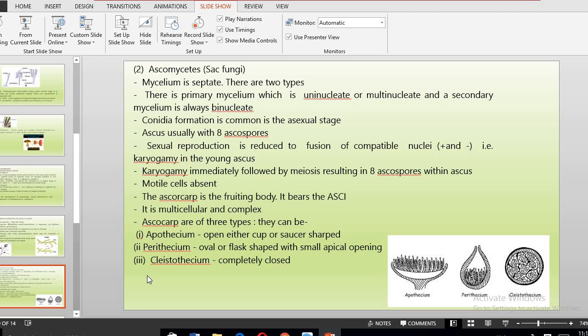We can have an ascocarp that is referred to as an apothecium. It's open and either cup or saucer shaped. And this is the diagram. It's open, you see it's saucer shaped or cup shaped. This is an apothecium. An ascocarp can also be a perithecium, and in this case it's normally oval and flask shaped with a small apical opening. This is a perithecium. Sometimes the ascocarp is completely closed, and that will be referred to as a cleistothecium.